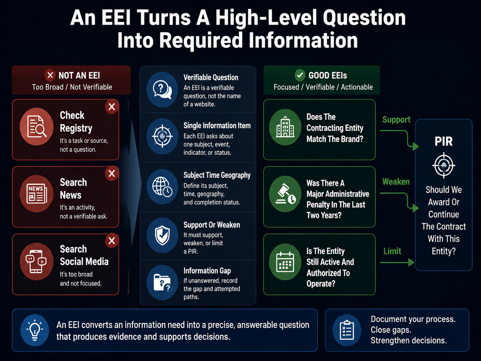An EEI is information we must verify to answer a PIR. It is not a source list, such as check the registry, search news, search social media. "Does the proposed contracting entity match the advertised brand?" and "Did this entity receive a major administrative penalty in the last 2 years?" are EEIs. Evidence can answer them, and each answer can support, weaken, or limit a higher-level judgment. Every EEI also needs a subject, time, geography, and status. If the answer cannot be found, keep the gap and the paths already attempted.